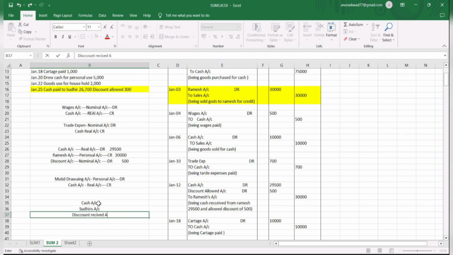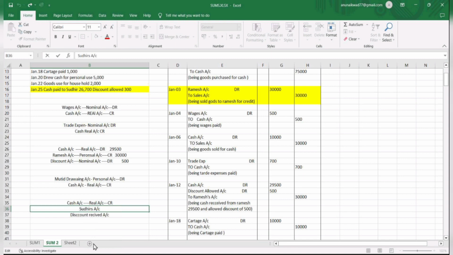Discount received account. Why discount received account? Because we are paying the cash, and when we are paying less than the actual cash, we are receiving that discount. So discount received. We know cash account is a real account, and here we are paying the cash. Cash is going out of the business, so it is credited.